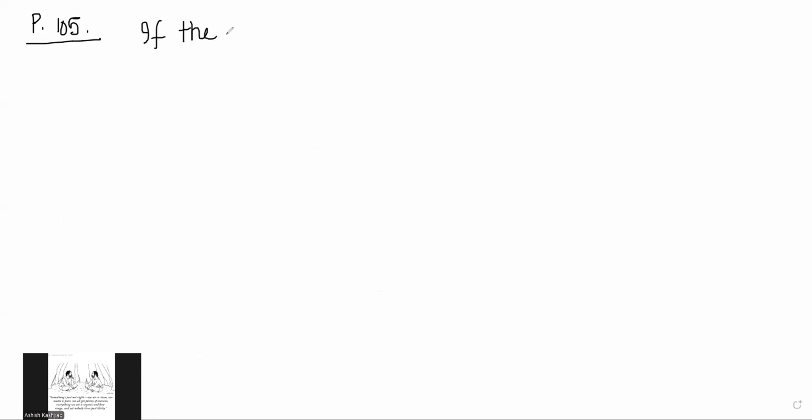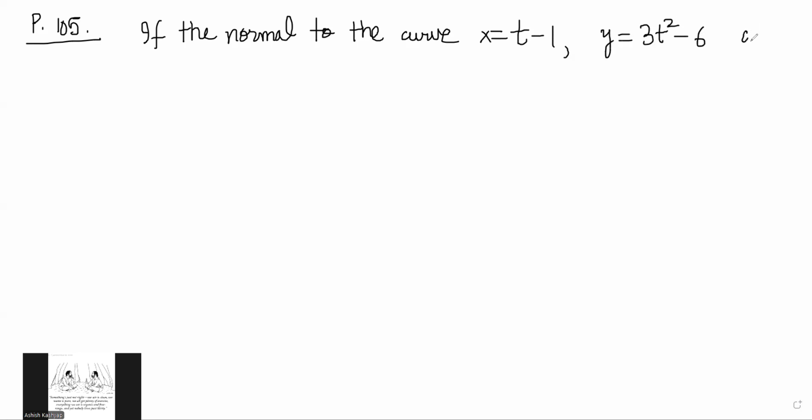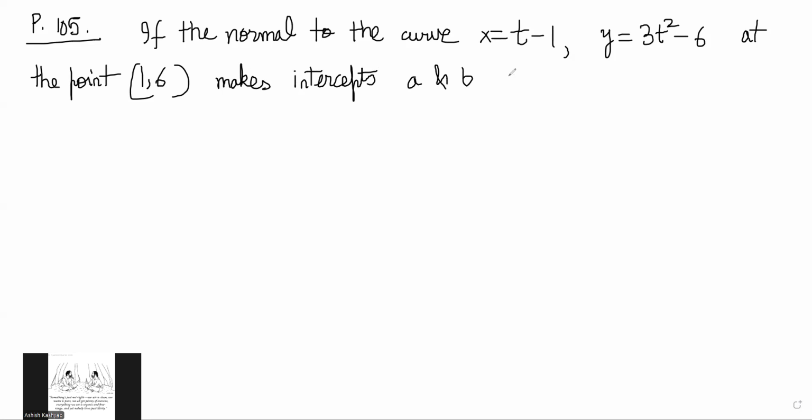If the normal to the curve x is equal to t minus 1 and y is equal to 3t square minus 6 at the point 1 comma 6 makes intercepts a and b on x and y axis, we have to find the value of a minus 12b.